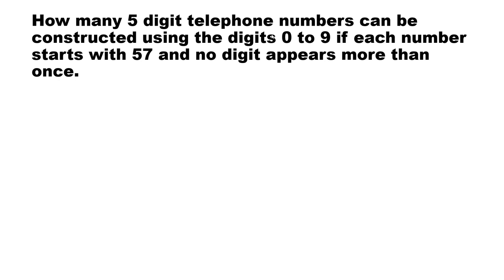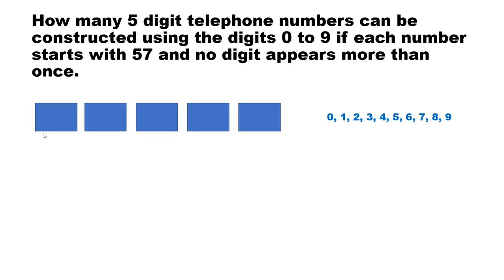How many 5-digit telephone numbers can be constructed using the digits 0 to 9 if each number starts with 57 and no digit appears more than once? So we need to form 5-digit telephone numbers. First, based on 0 to 9 digits, let's write down the digits that are available for use: 0, 1, 2, 3, 4, 5, 6, 7, 8 and 9. And with this we are going to take 5 at a time, or 5-digit telephone numbers. 1, 2, 3, 4, 5. We are going to form 5-digit telephone numbers using these 10 digits.